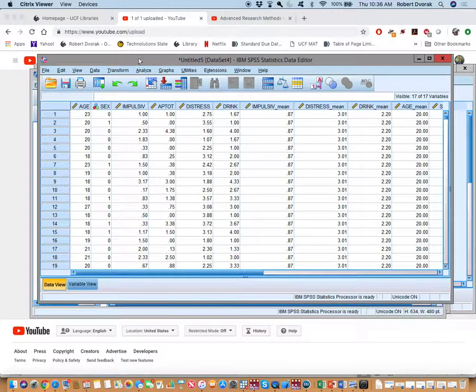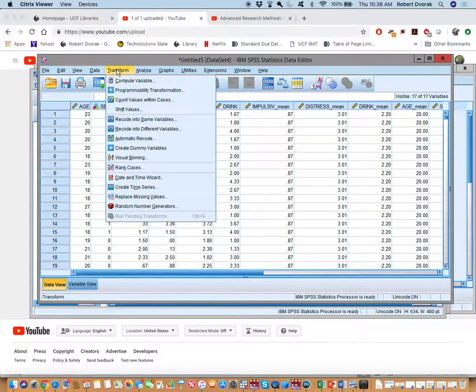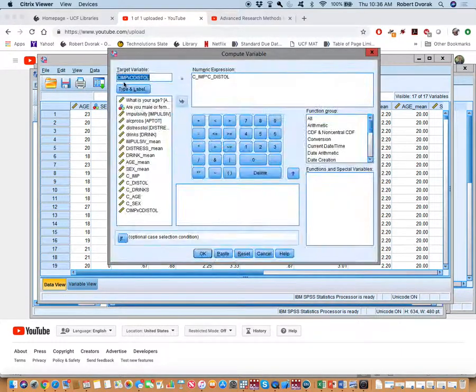We have to form a new variable, so let's... Perfect, that's exactly what we do. Transform, compute, and we're dealing with impulsivity. So we want to do C impulsivity plus 0.79. That's going to set our new mean to what?